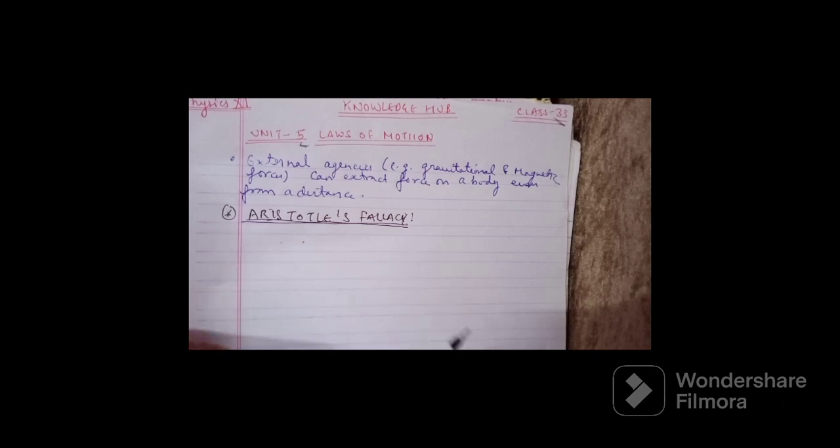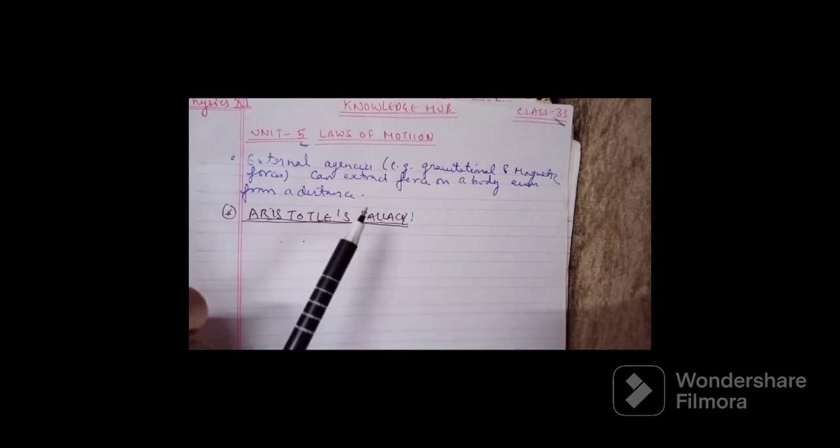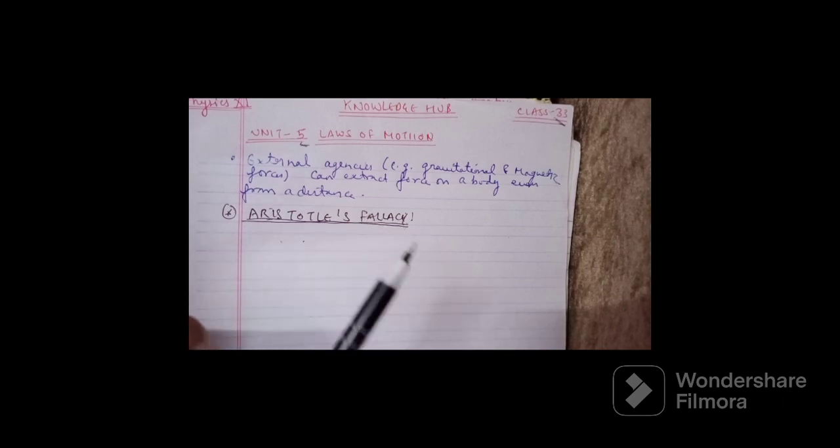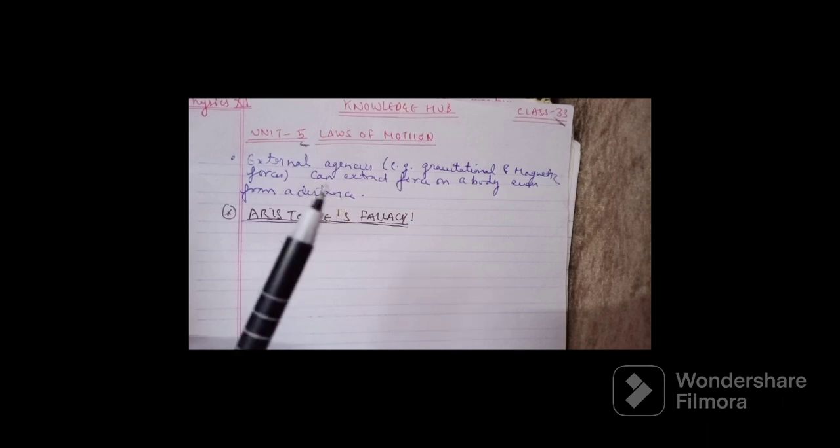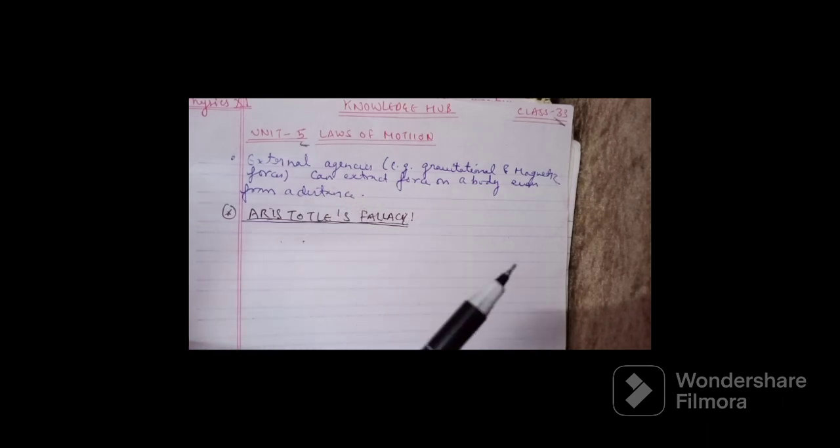Indeed, the correct answer to this question was given by Galileo in the 17th century. It was the foundation of Newtonian mechanics, and it marked the birth of modern science. The Greek thinker Aristotle, 384 BC to 322 BC, held the view that if a body is moving, something external is required to keep it moving.